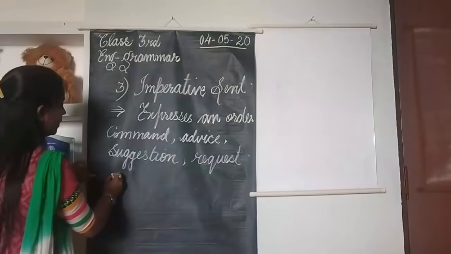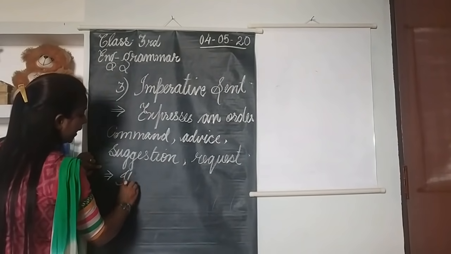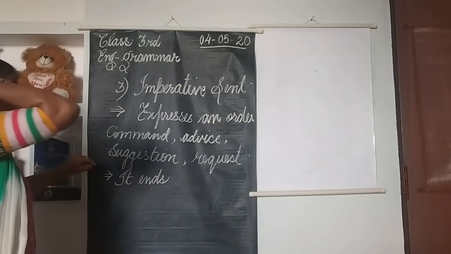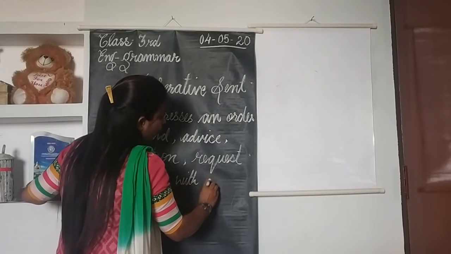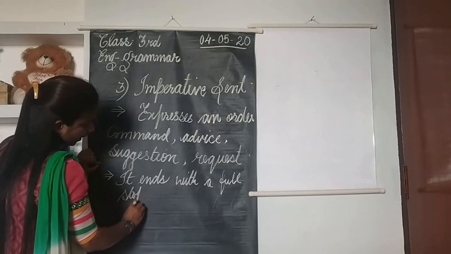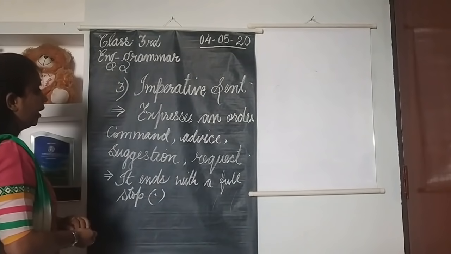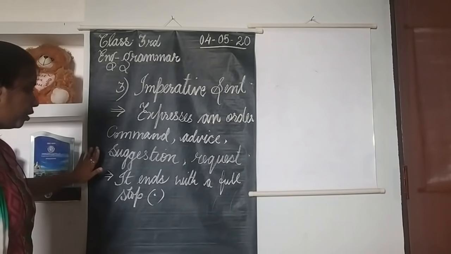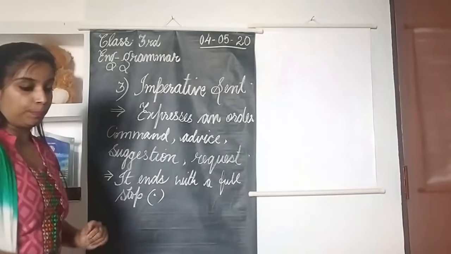Now, the second important thing about imperative sentences is that they also end with a full stop, children. You have studied that assertive sentences also end with a full stop. So it expresses an order, command, advice, suggestion or request, and it ends with a full stop.